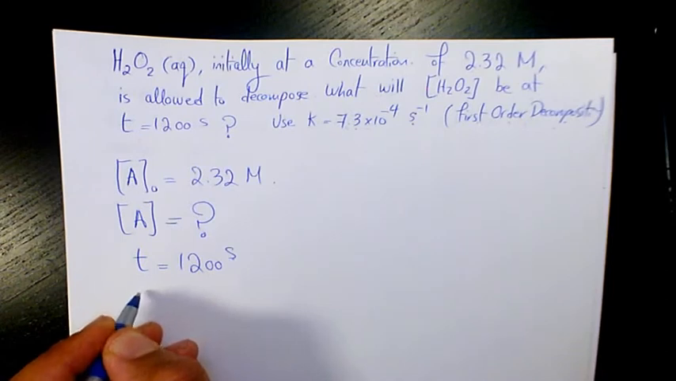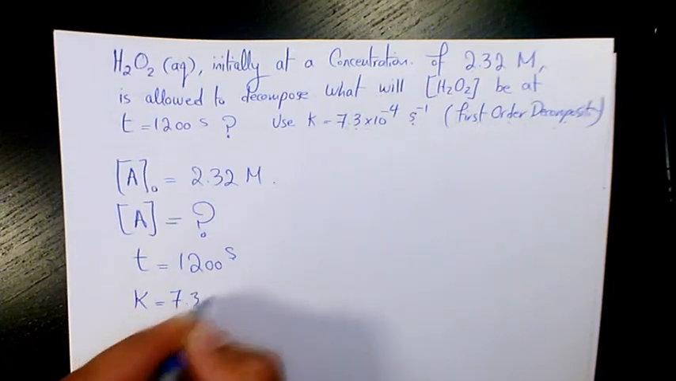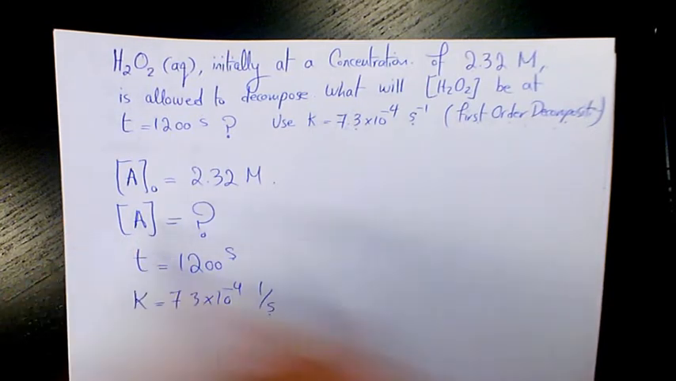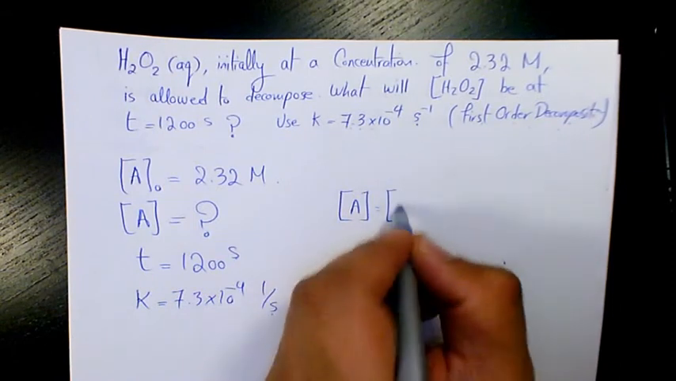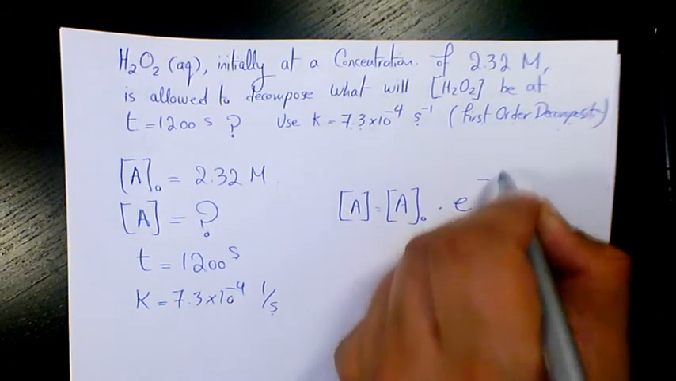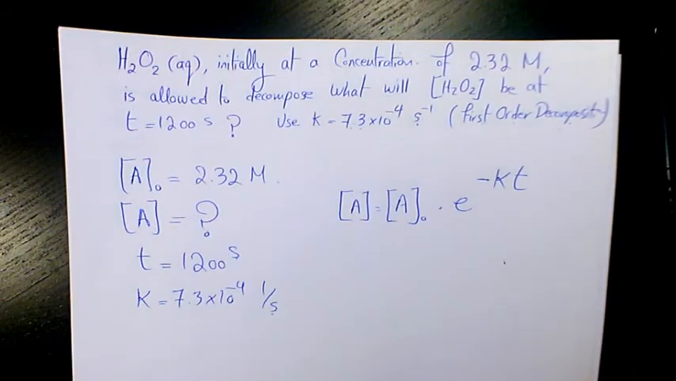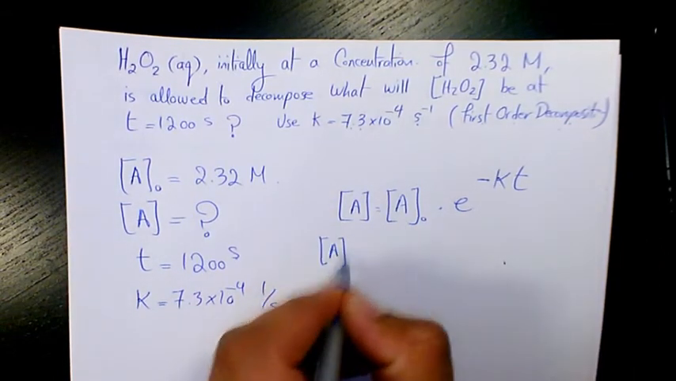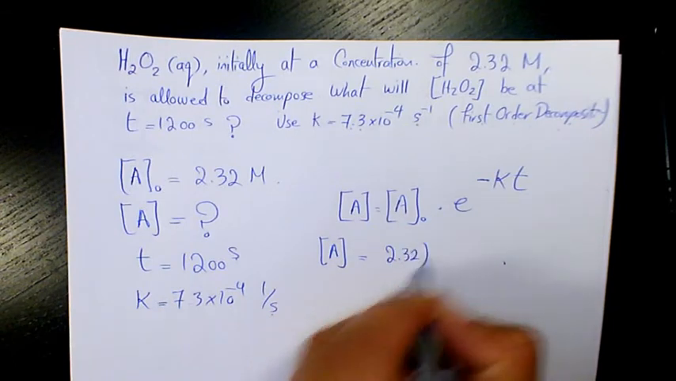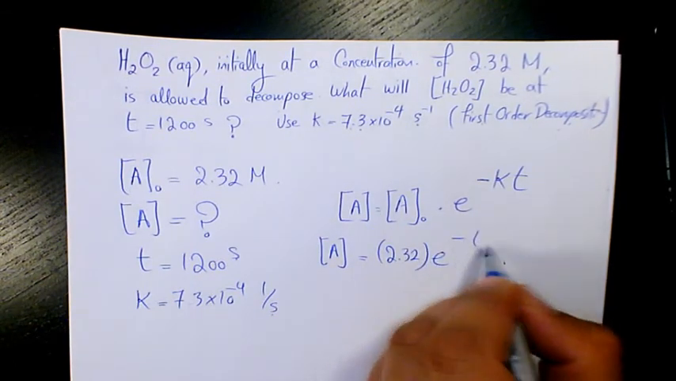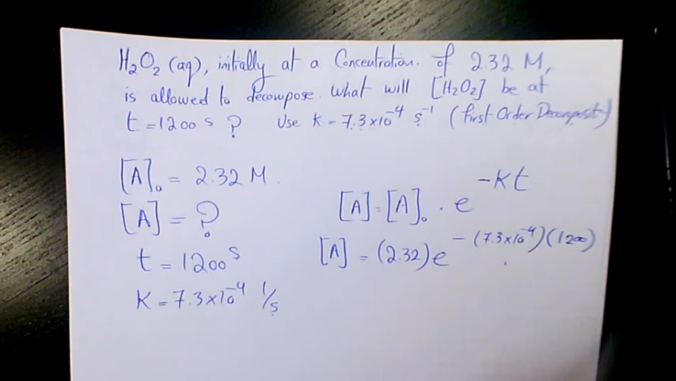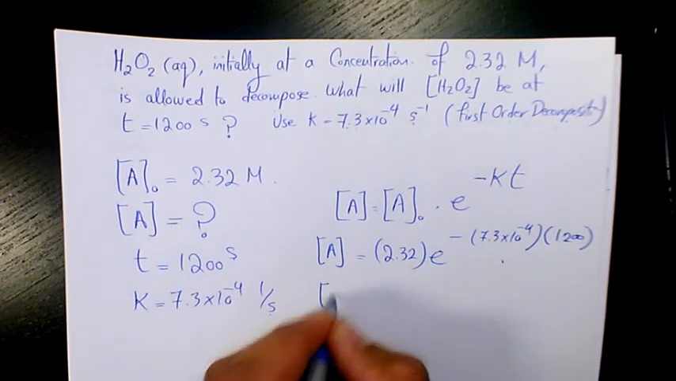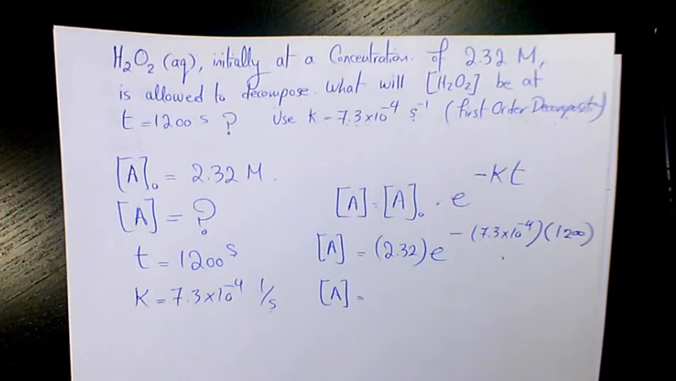So we need to find out the final concentration. We have the K, 7.3 times 10 to the power of negative 4 per second. As we had it earlier, A equals A naught times e to the power of negative K times T. So A will be A naught, which is 2.32, times e to the power of negative 7.3 times 10 to the power of negative 4 times 1200. So we have everything now. We can just plug in the calculator and find out the value.